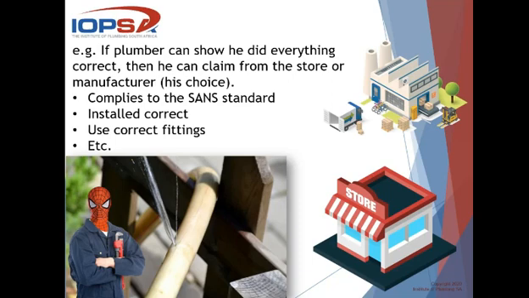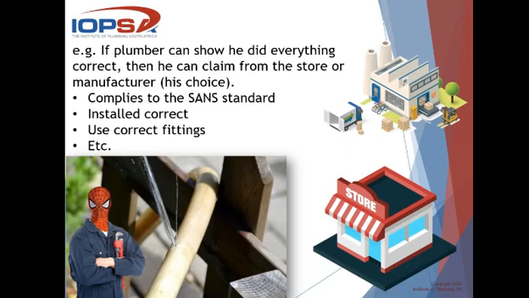It is at this point where the evidence that the plumber has becomes important. If the plumber can show, but when I bought this at the retailer, you showed me that it complied with the national standard. I can show you that I've installed it as per the instructions that came with the product. I did use the correct fittings. If the plumber can show he did everything right, then he can claim that money back in the same way through this act from the retailer or the factory.